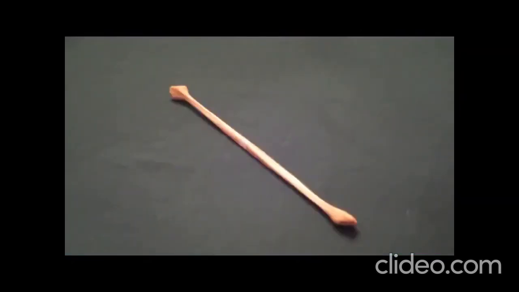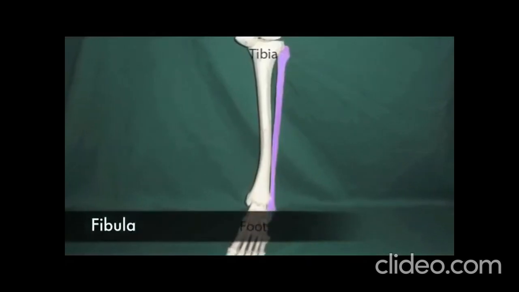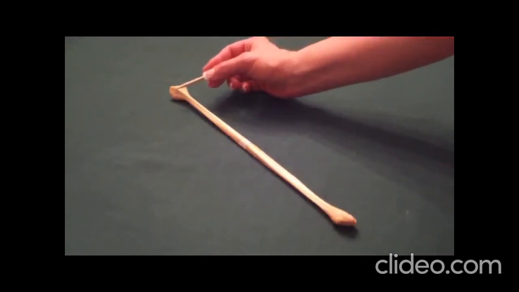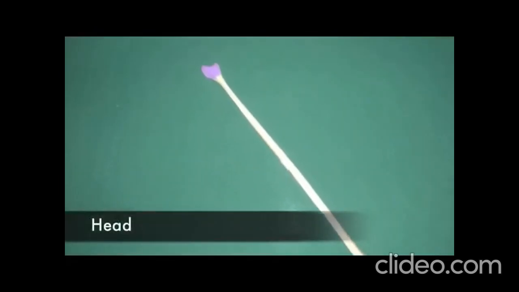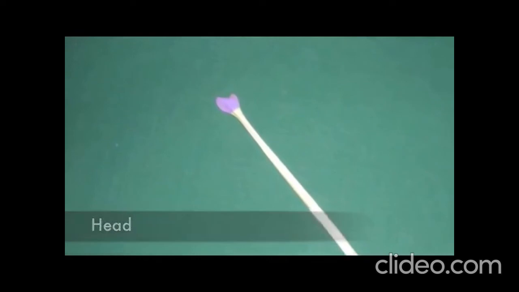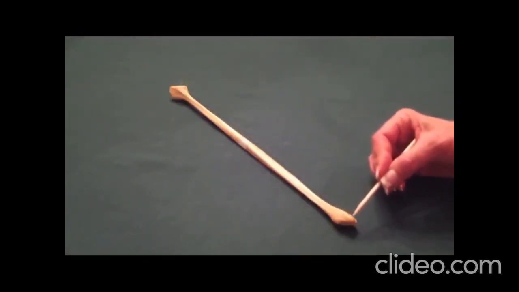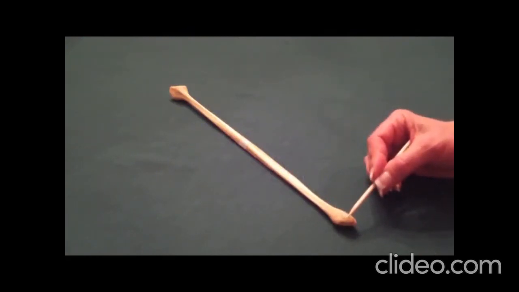The fibula is one of the bones that make up the lower leg. It's found between the knee and the ankle, lateral to the tibia. The top of the bone has a more blunt, flat ending. This is the head of the fibula, found near the knee joint. The bottom or distal part of the bone has a more tapered end. This bony extension is called the lateral malleolus.